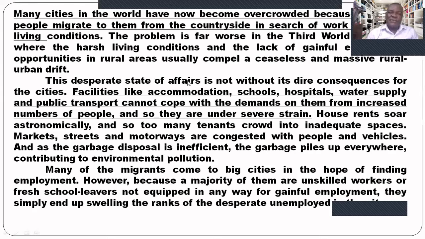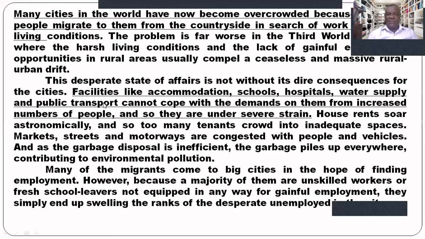This desperate state of affairs is not without its consequences for the cities. Facilities like accommodation, schools, hospitals, water supply, and public transport cannot cope with the demands on them from increased numbers of people, and so they are under severe strain. So that's a major problem. The facilities are no longer sufficient for the people in the cities because of the overcrowding, the overpopulation there.